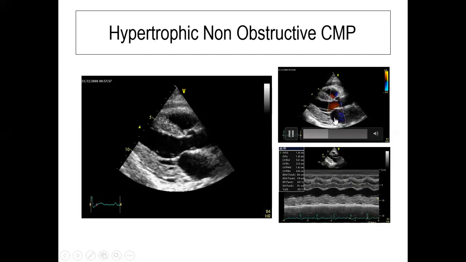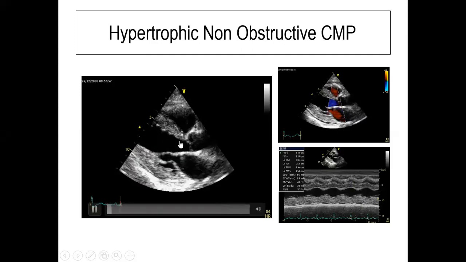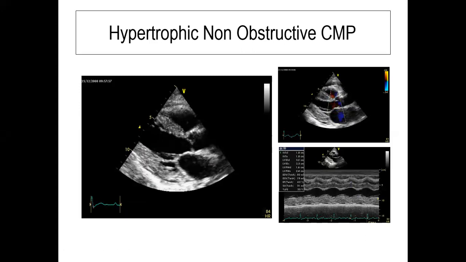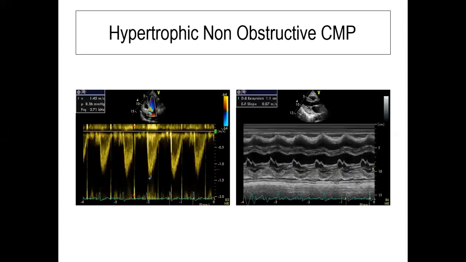There is no MR, and there is no motion of the anterior mitral leaflet towards the septum during diastole. That flow pattern is normal: sharp acceleration time, slower deceleration time, and there is no systolic anterior motion of the mitral leaflet. This is M mode. So it is only opening during diastole.